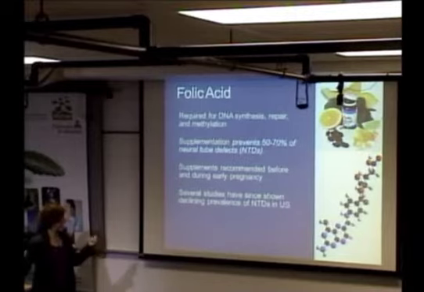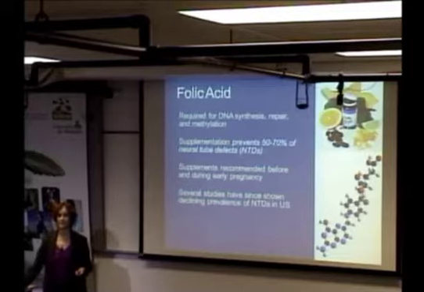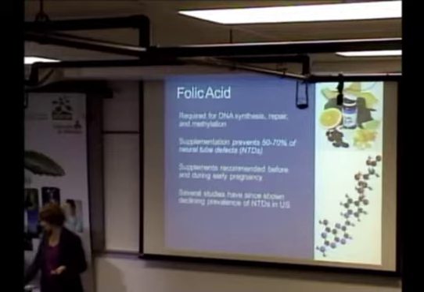And actually, since supplementation and fortification of certain cereals and grains in the U.S. and in some countries, I don't know what Canada does, but there has been a reduction in neural tube defects.